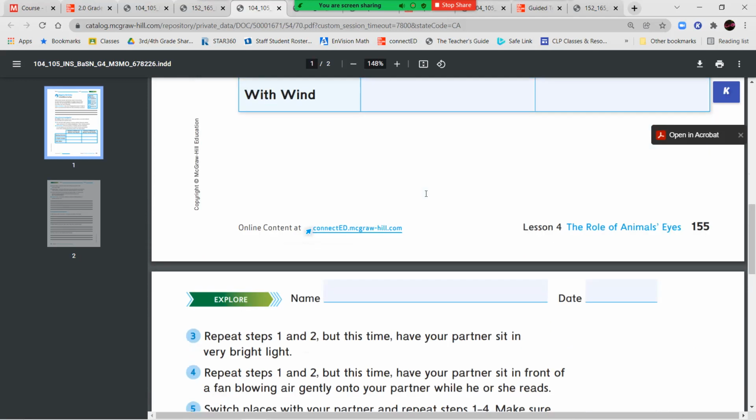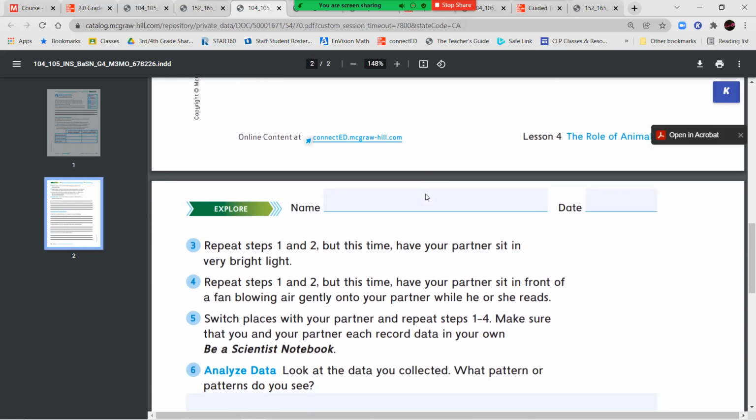And then for the last one, you're going to repeat those same steps, but you and your partner are going to take turns sitting in front of a fan and see if the extra wind from the fan causes you to blink more often within that minute. So you're going to be timing for a minute for each one of these.